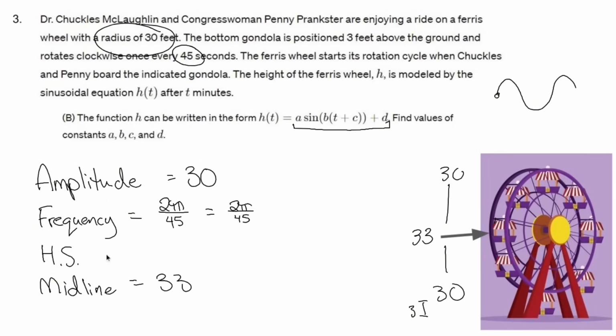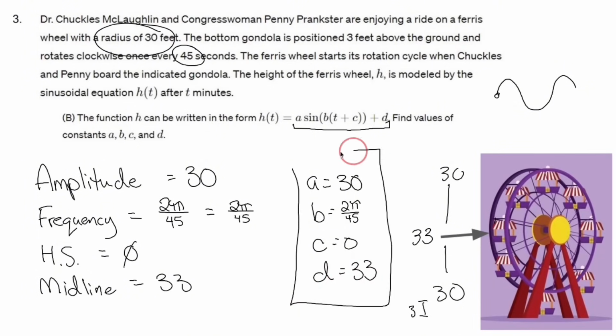Now, putting this in order gives me my A, B, C, and D. So my amplitude is going to be 30, which means A is 30. B is my frequency, which is 2 pi over 45, me writing it out the third time. I don't have a horizontal shift, so C is nothing. And my midline is 33, so D equals 33, thus completing part B of our sinusoidal example.